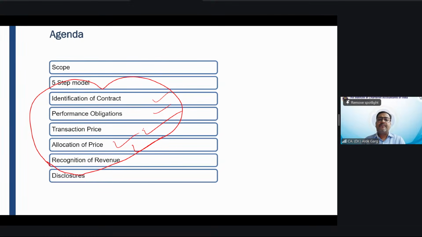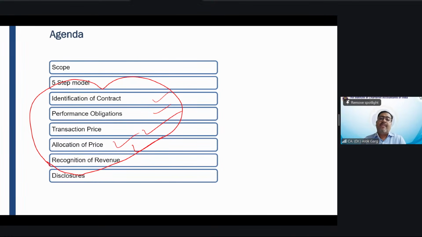Okay. Then, my dear friends, we discussed the allocation of discount to the performance obligation, and the allocation of variable consideration to the performance obligation. These aspects we have discussed. And then we discussed the recognition of revenue when the performance obligation is satisfied. When to recognize the revenue? You have to recognize the revenue when the performance obligation is satisfied, either at a point in time or over a period of time, right?